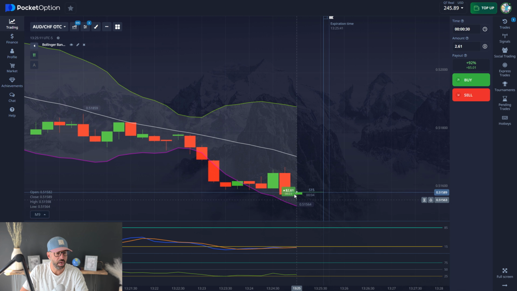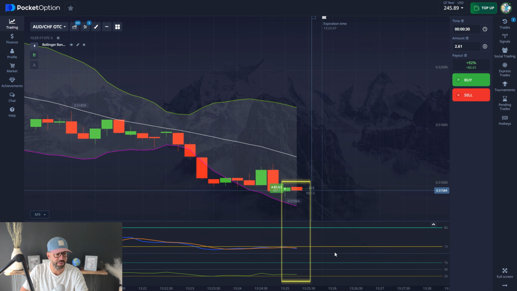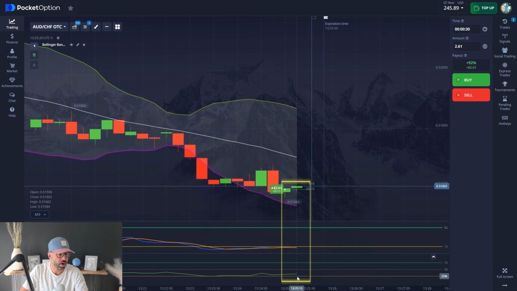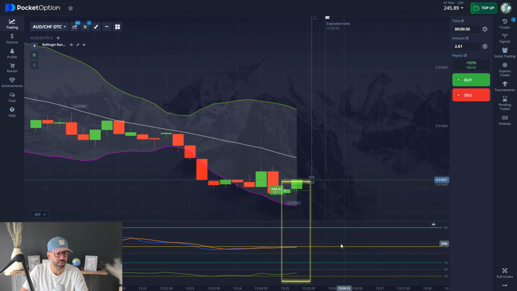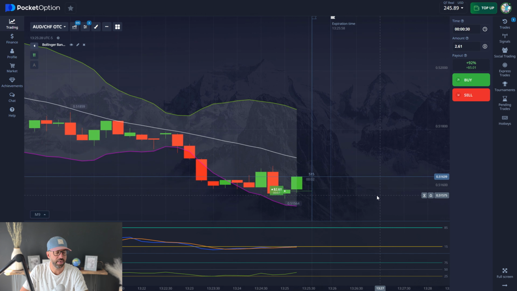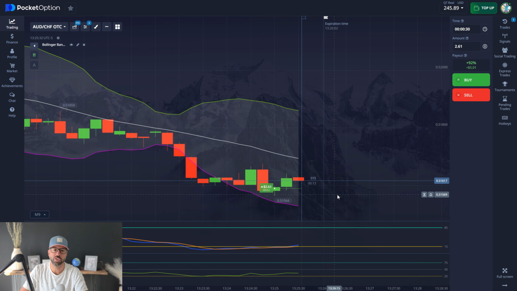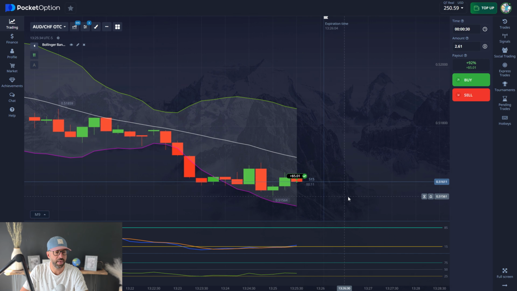We are just inside the Bollinger Bands here. Our stochastic oscillator is below the 15 and our RSI is nearly at the 25. So all things considered, this looks to be a good setup, and we are 5 seconds out from having this trade as a win. 2, 1, and there's a win.